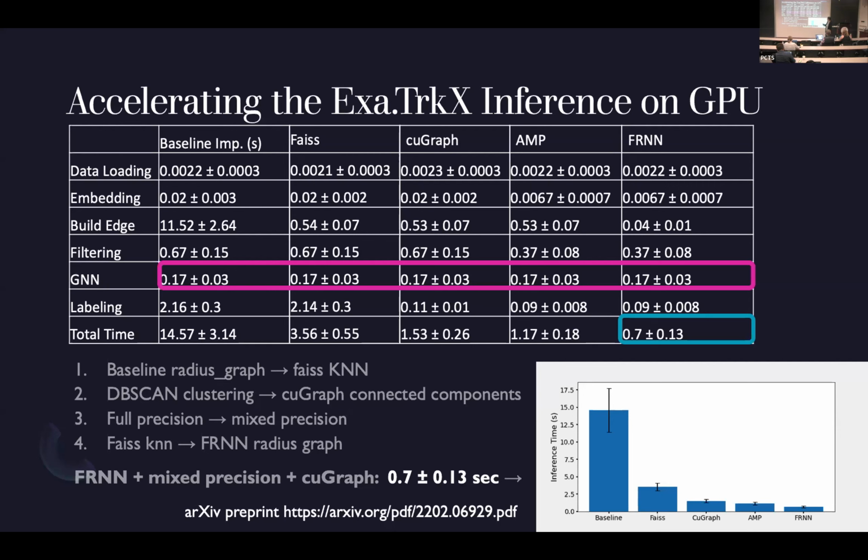Okay, so we addressed build edges. We replaced the labeling from DBSCAN with cuGraph, which does weakly connected components. And then for the embedding and filtering, which are MLP networks, we use automatic mixed precision, which really sped things up. And finally, we went from 14 seconds to less than a second.